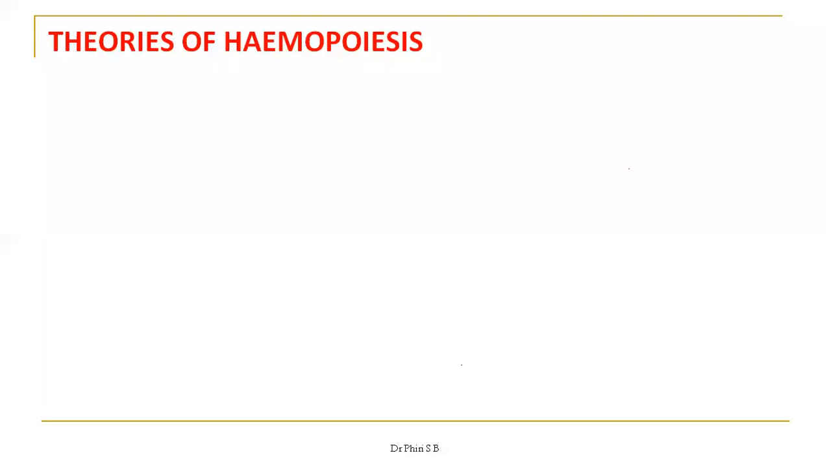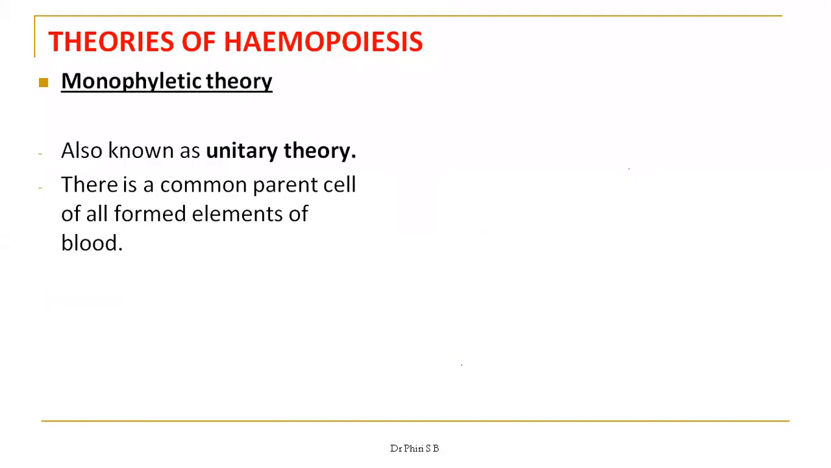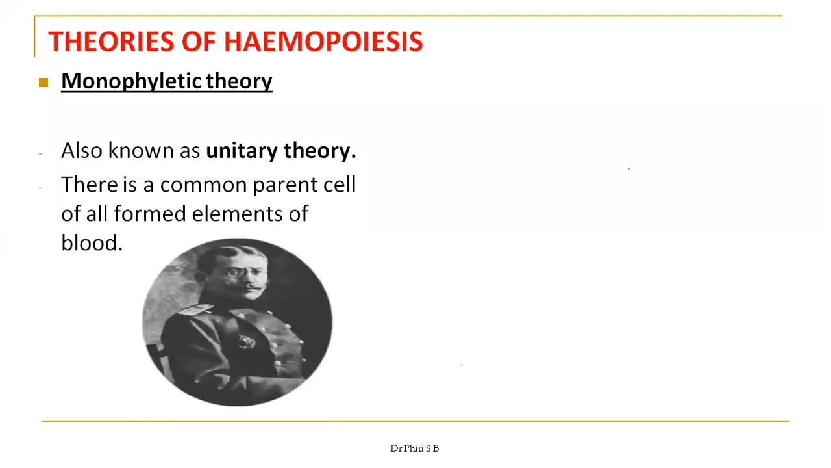Okay. So like I said, there are different schools of thought trying to establish the theories behind hematopoiesis. There are two schools of thought that we are going to discuss here. You have one which is called the monophyletic theory, which is also called the unitary theory. A scientist stated that there is a common parent cell of all formed elements of blood, meaning that there is only one single cell that will differentiate into other blood cells. This theory was proposed by a scientist by the name of Alexander Maximow.